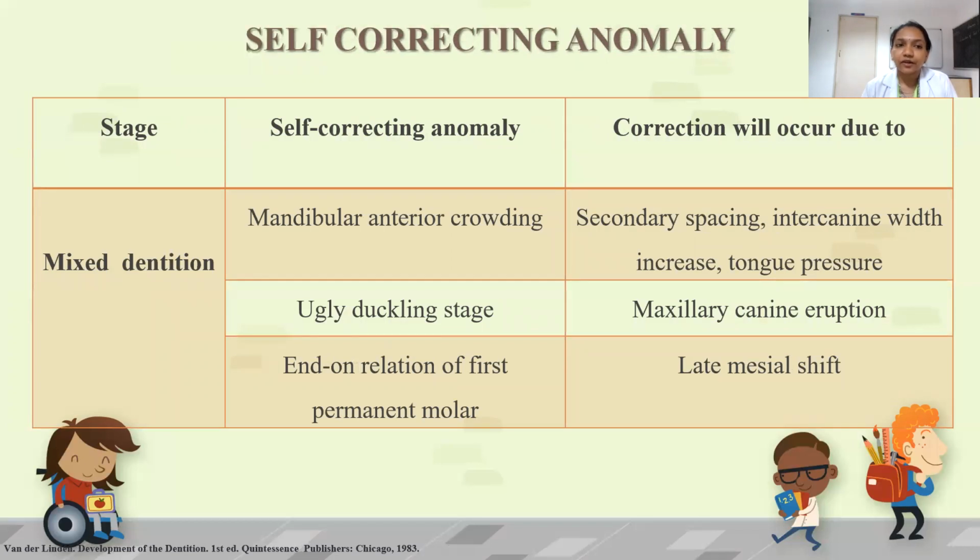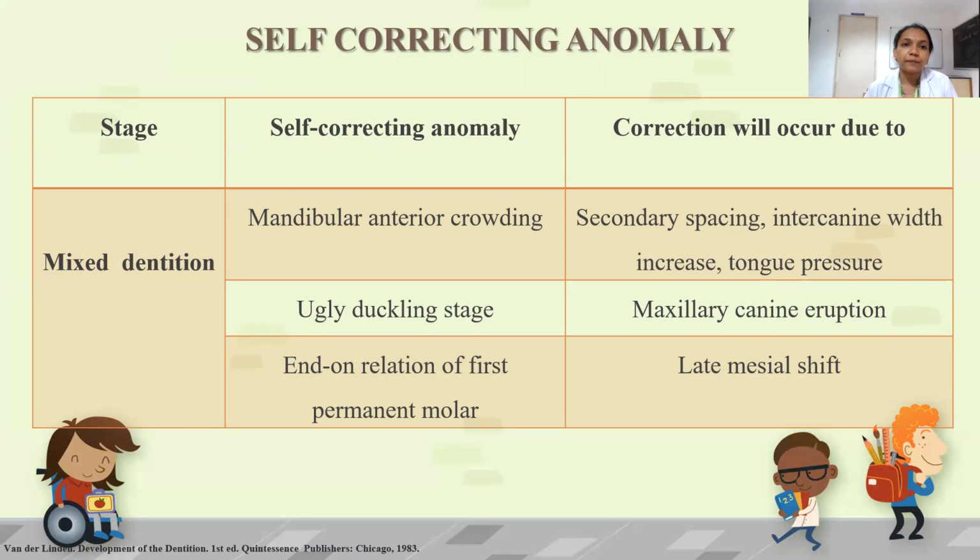What are the self-correcting anomalies in mixed dentition? They are mandibular anterior crowding, ugly duckling stage, and end-on relation of first permanent molar. Mandibular anterior crowding is corrected by the secondary spacing and the increase in the intercanine width and tongue pressure. Ugly duckling stage or Broadbent phenomena is corrected.